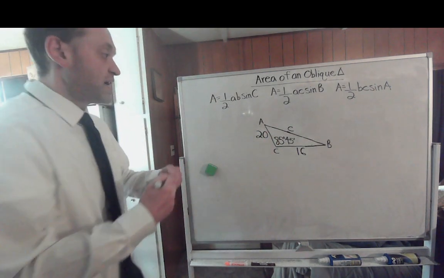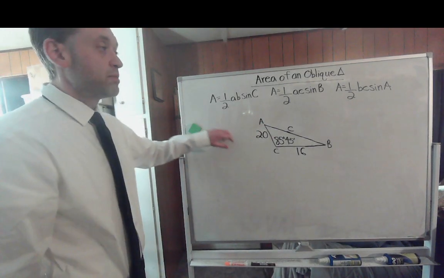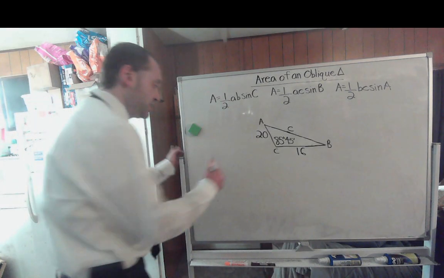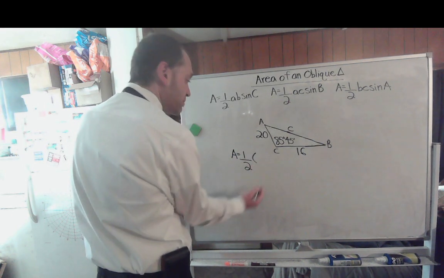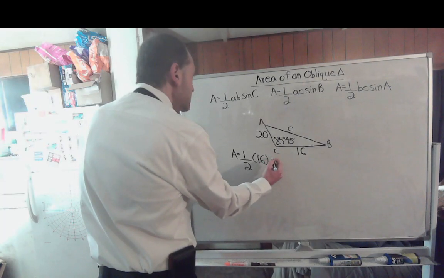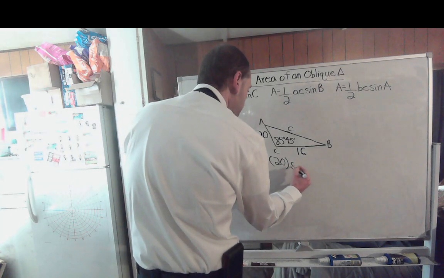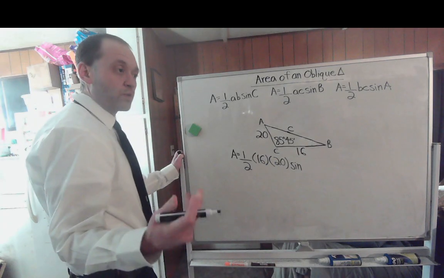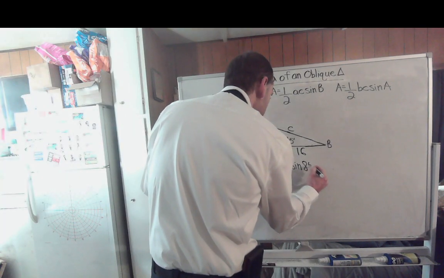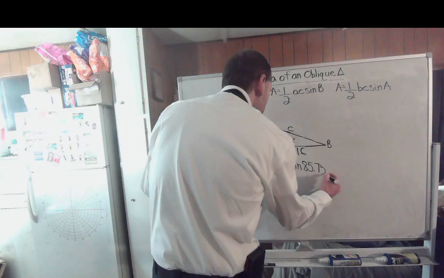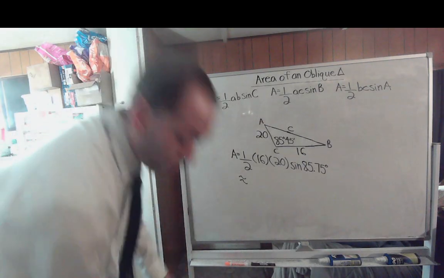Alright, so we know sides A and B, and then we know angle C, so we can use the area equals 1/2 of AB times the sine of C. So the area is going to equal 1/2 of that side A, which is 16, times side B, which is 20, times that sine of 85 degrees and 45 minutes. Well, 45 minutes is 3/4 of a degree, so that would actually be 85.75 degrees. So now we should be able to get a 2 decimal place approximation for the area.